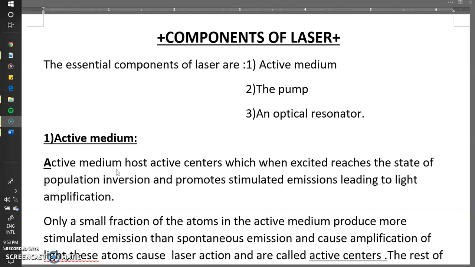Only a small fraction of the atoms in the active medium are responsible for more stimulated emission than spontaneous emission, and this causes amplification of light. These atoms then cause laser action, and these atoms are called active centers. The remaining bulk of the medium helps the active centers.